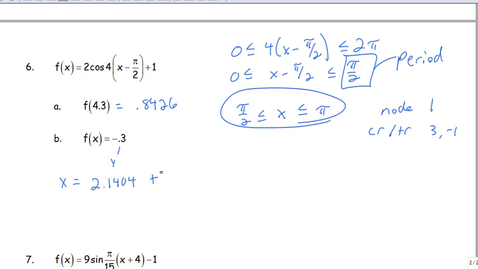Now here's where the difference is. It's not 2 pi, because this graph repeats itself every pi over 2. So it's pi over 2k. Okay, that's where the period comes in again. That's why you need to find out what the period is. And let's find out our other answer.